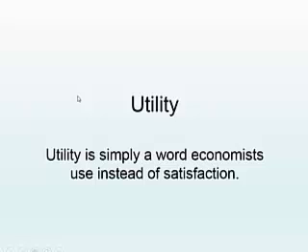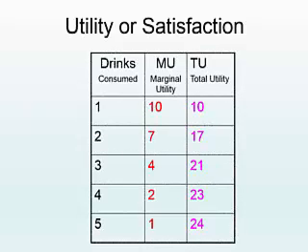So utility is simply a word that economists use instead of satisfaction, and when a person consumes a good or a service, the more they consume of that, the smaller their utility gets, or the utility per extra unit of consumption. And that's what this table shows. It shows that the marginal or extra utility from a glass of drink drops off as you consume more and more of the product, and you can see it will probably eventually go negative.